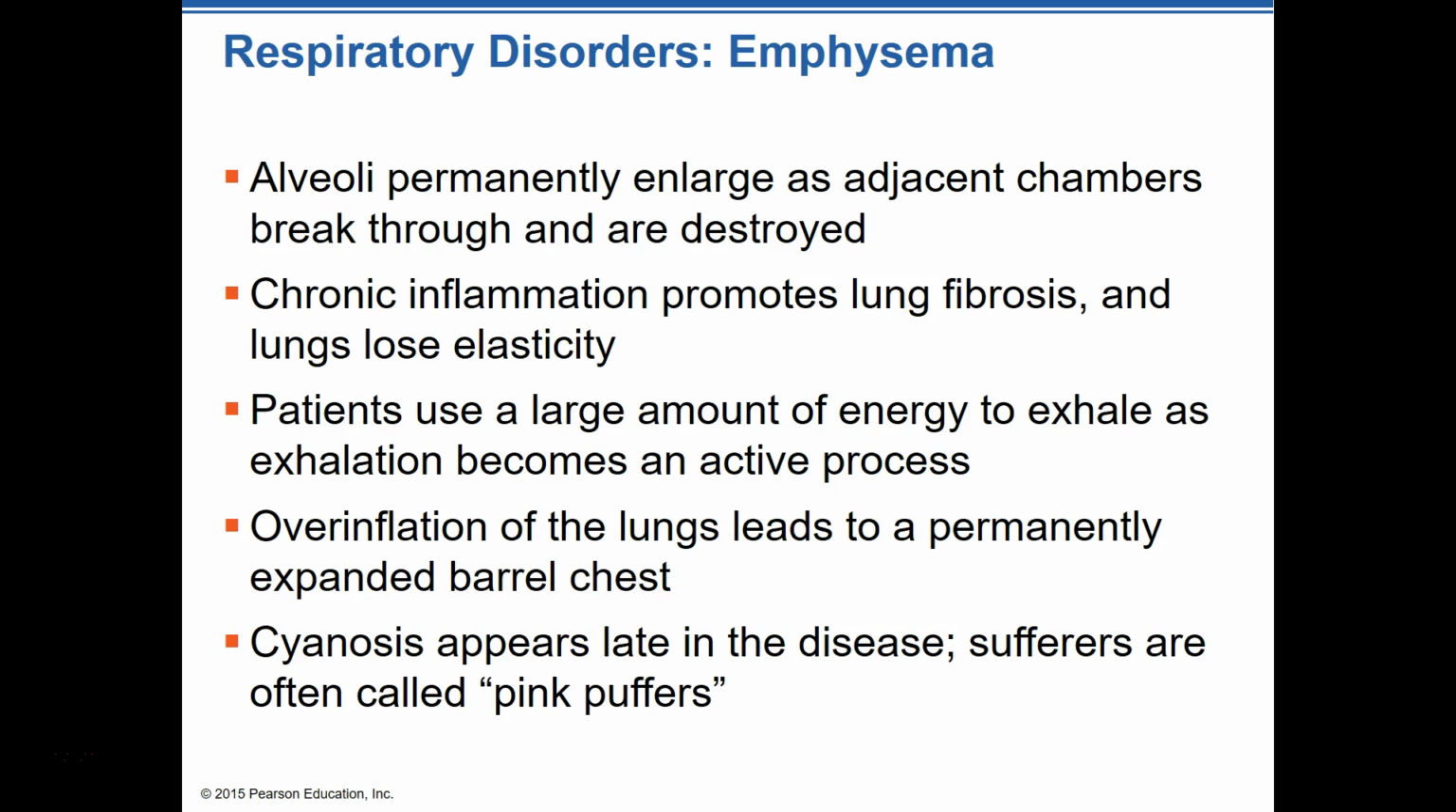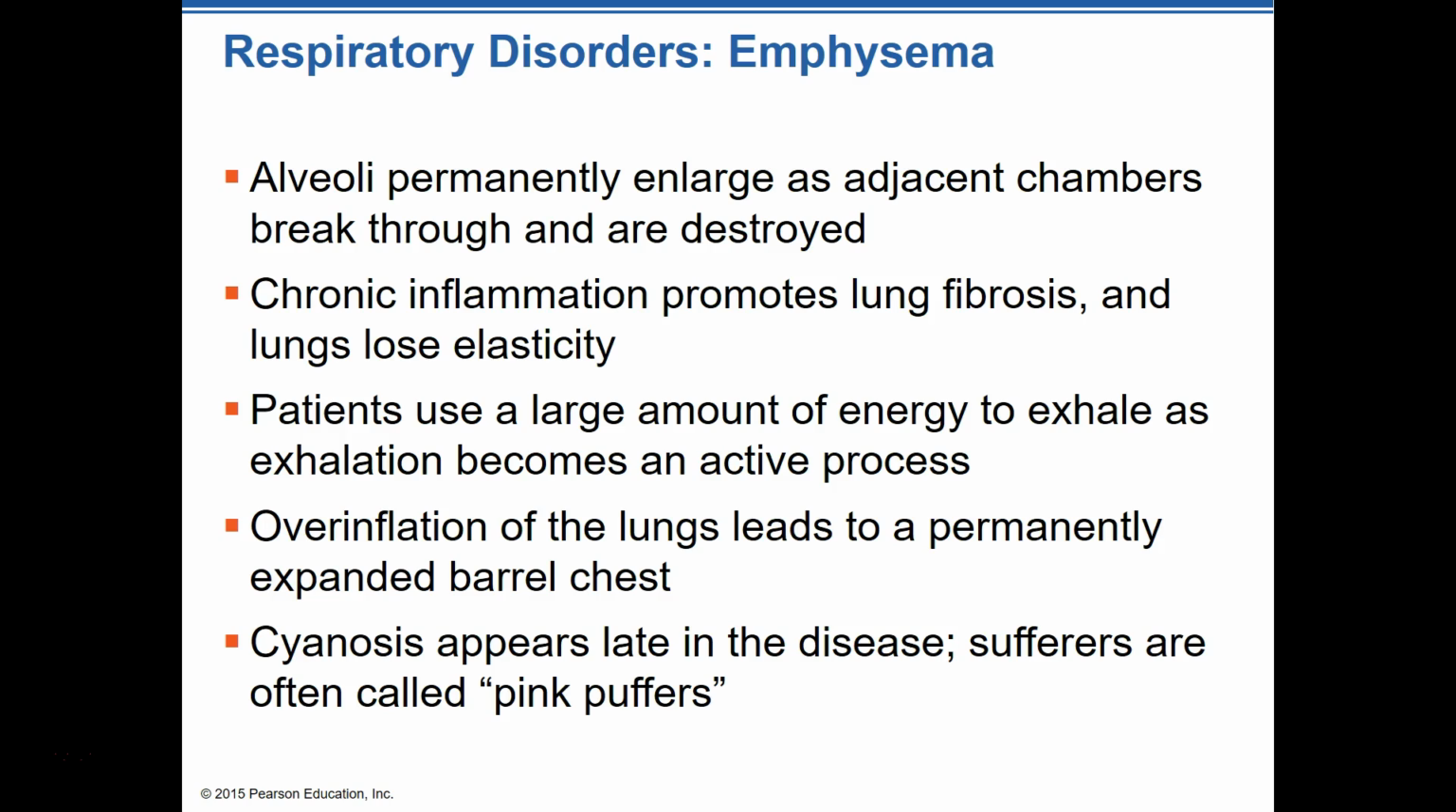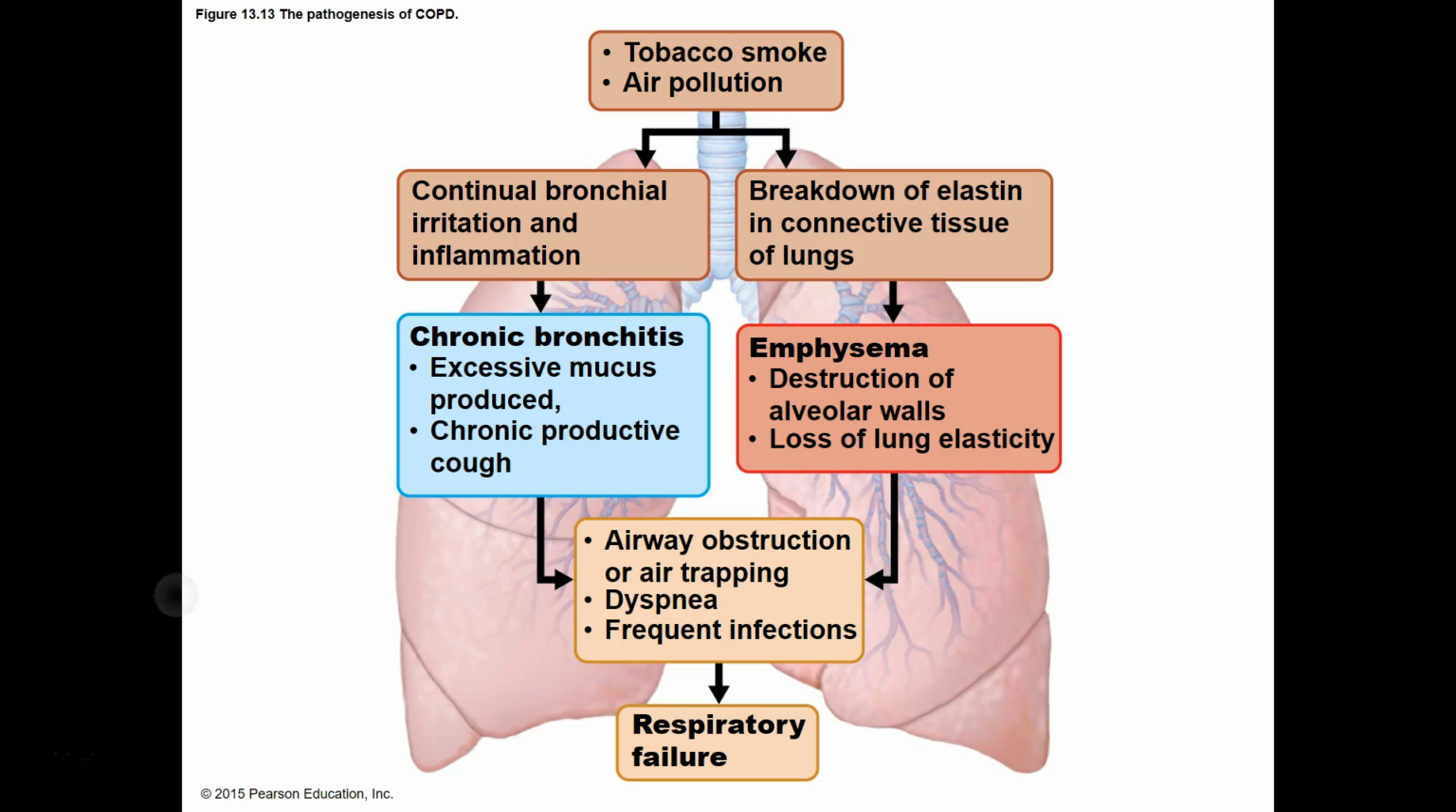And cyanosis appears late in the disease. And this is emphysema. Cyanosis usually appears kind of late. These guys we refer to as pink puffers, because they're having trouble breathing, but we don't see the cyanosis like we do with chronic bronchitis. Chronic bronchitis is going to have the cyanosis where emphysema won't. It kind of helps you separate the two.